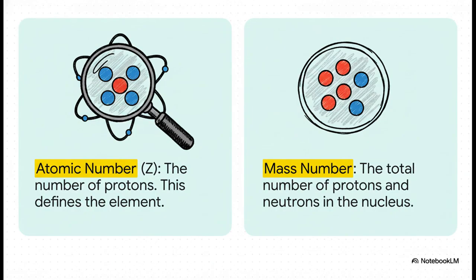Let's quickly break down two of the most important numbers you'll see on that table. First, you've got the atomic number. This is the big one. It's just the number of protons. That's it. It's what makes hydrogen hydrogen and not something else. Then you have the mass number. That's just what it sounds like. You add up the protons and the neutrons in the nucleus, and that's your mass.